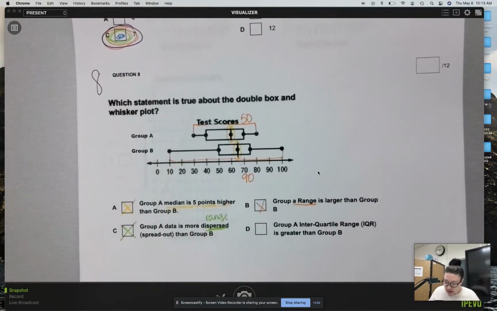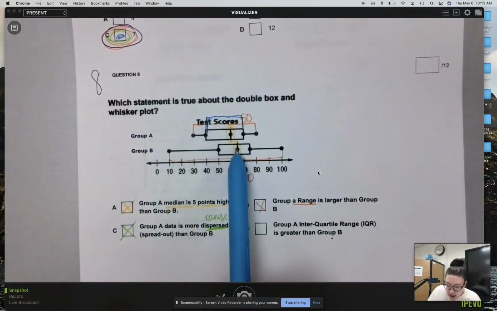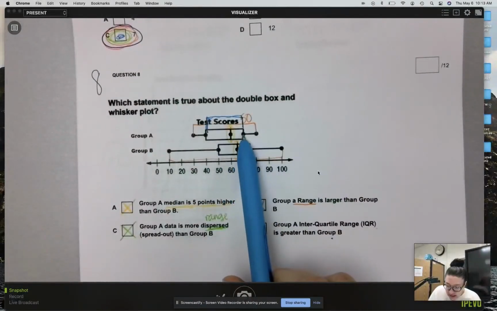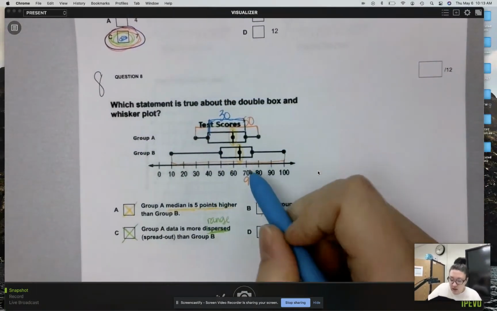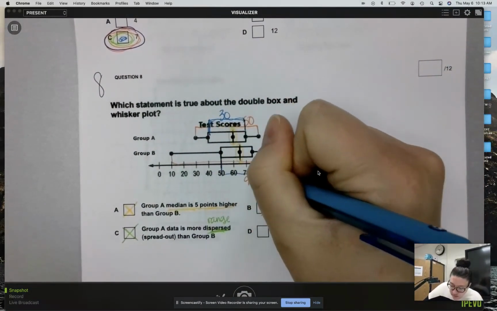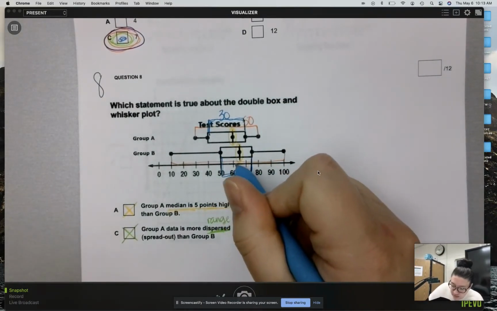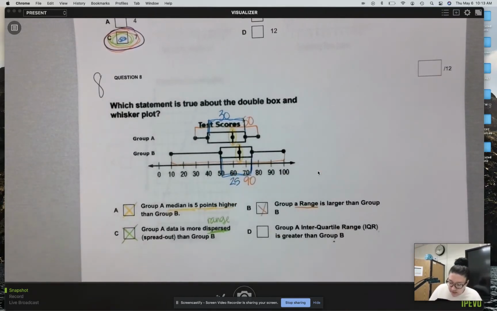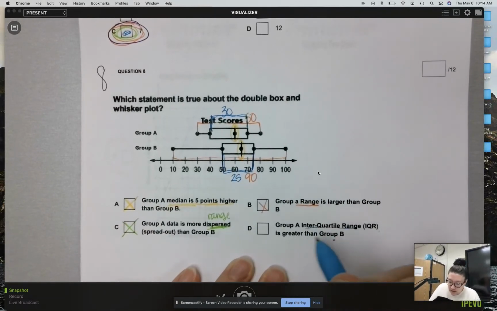And then D says Group A's interquartile range, or IQR, is greater than Group B. Remember, the IQR is how big is my box. So A's box goes from 40 to 70. So 70 minus 40 would give me 30. And then Group B's box goes from 50 to 75. 75 minus 50 would give me 25. So Group A's interquartile range is greater.